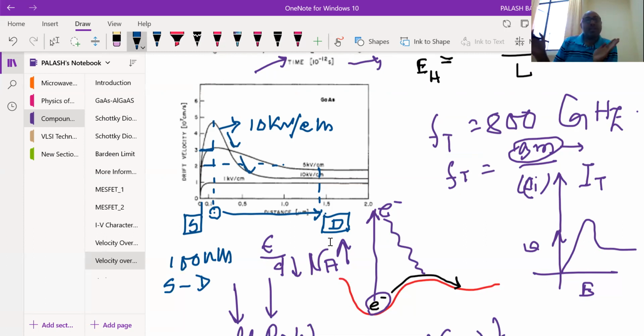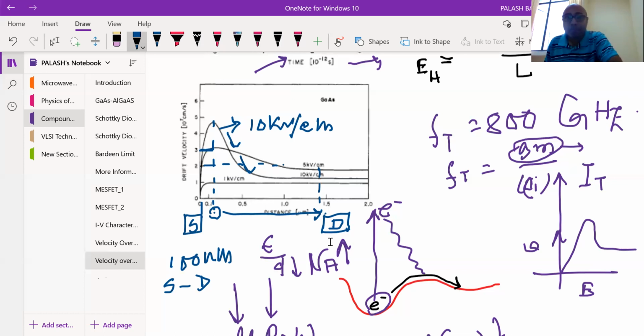The moment you increase the distance, what will happen? You will be catching this electron across the drain at very low velocity, because the velocity is falling down with the distance. So that you actually have to remember.